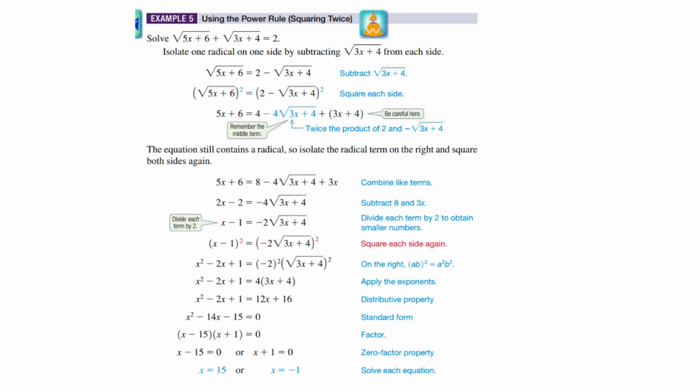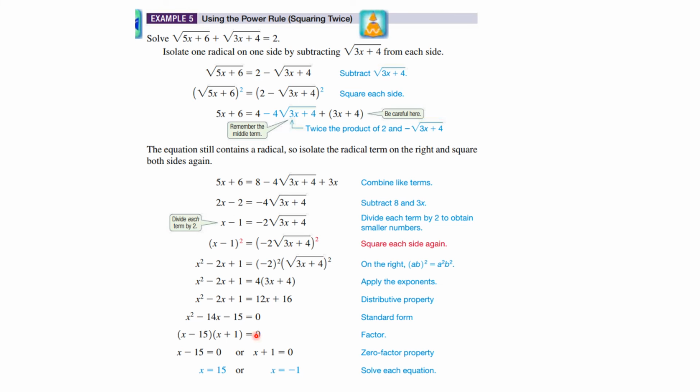If we square the left-hand side, we get (x minus 1) squared is equal to the whole of (minus 2 square root of 3x plus 4), so I'm squaring all of that. On the left-hand side, I'm squaring a binomial, so I will have x squared minus 2x plus 1 is equal to minus 2 squared, which is 4. And when I square the square root of 3x plus 4, I get 3x plus 4.